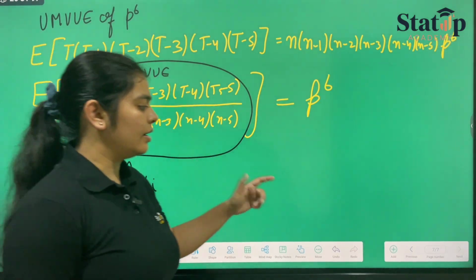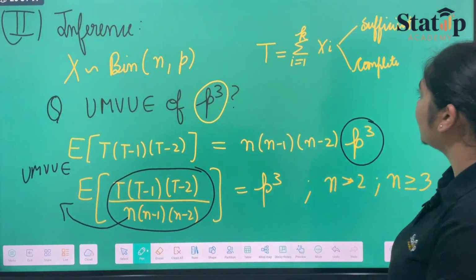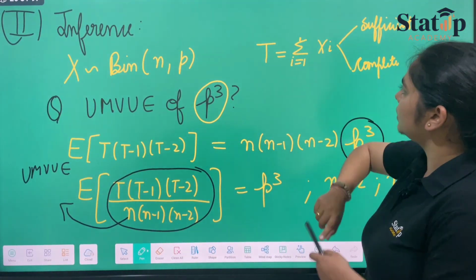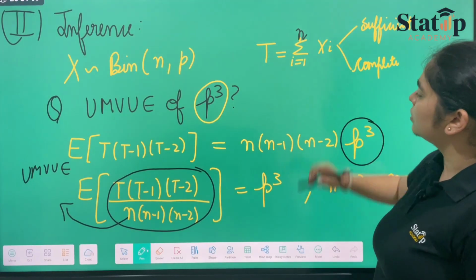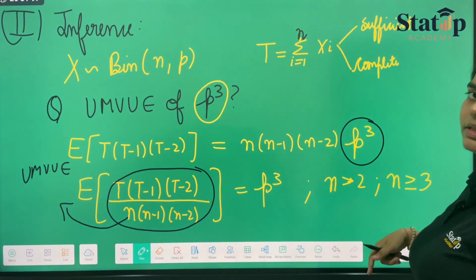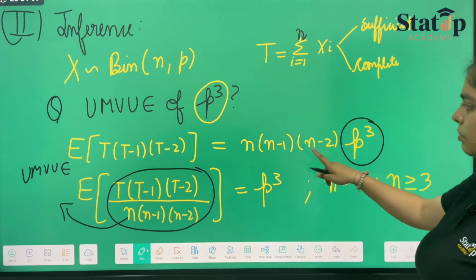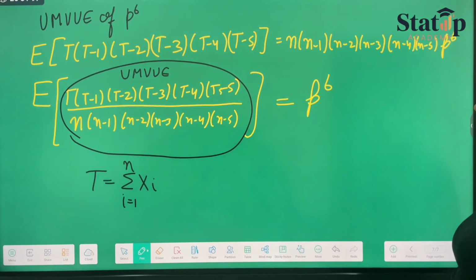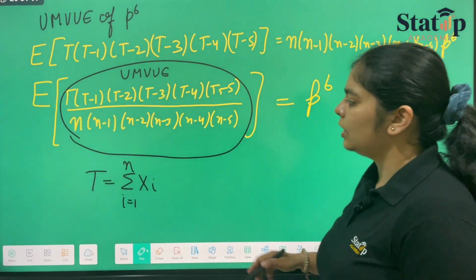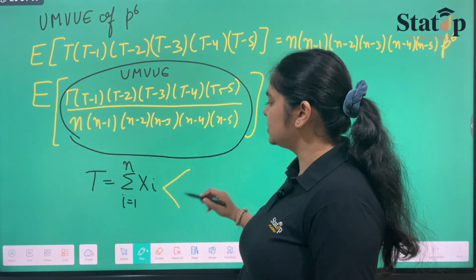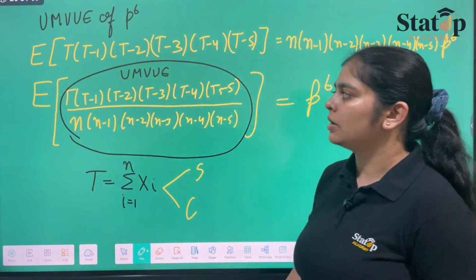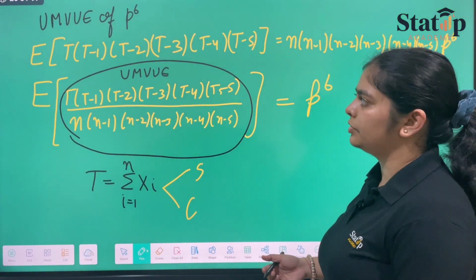We have taken n, but previously we took k. Instead of k, you can write n here because we are taking n. Instead of n, if we would have taken k, then it would be k here. So this is the UMVUE, and T is the complete plus sufficient statistic of our binomial distribution.